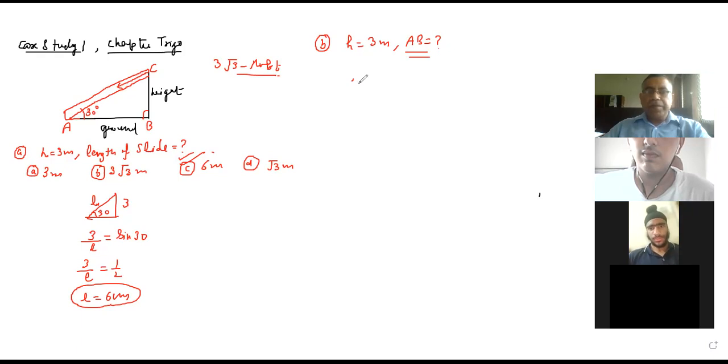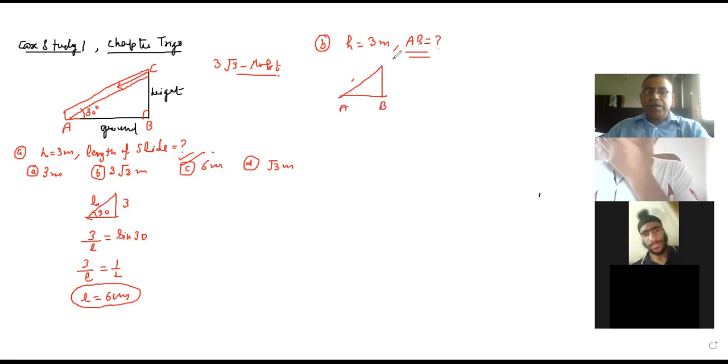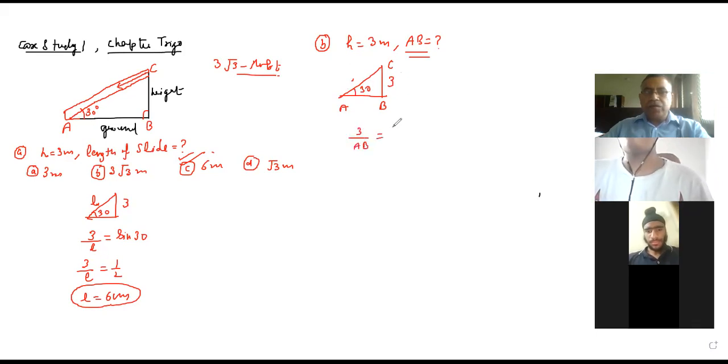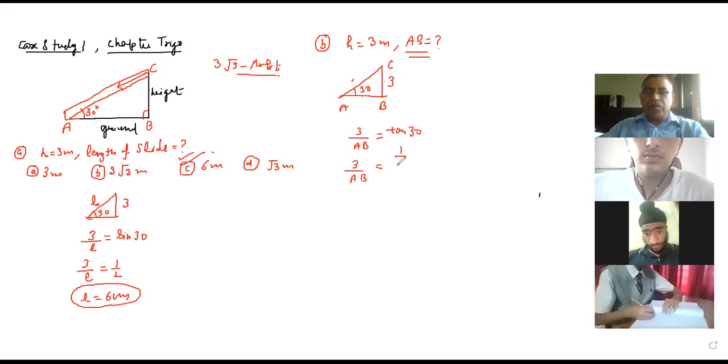When you will find out the length of the base, the situation is like this. I want to find out this length of base AB. Height is given 3. I want to find out AB. Angle is given 30. So this is 3 by AB is equal to tan 30. Perpendicular over base is equal to tan 30. So 3 over AB is equal to 1 over under root 3, the value of tan 30. So AB is equal to 3 under root 3. So this is the correct answer. So therefore, length of the base is 3 root 3.